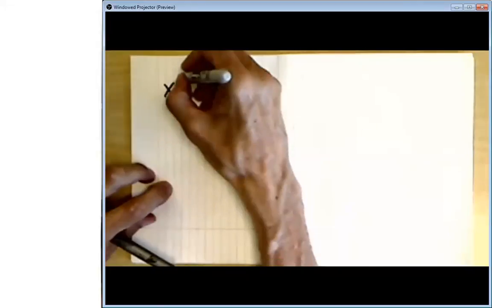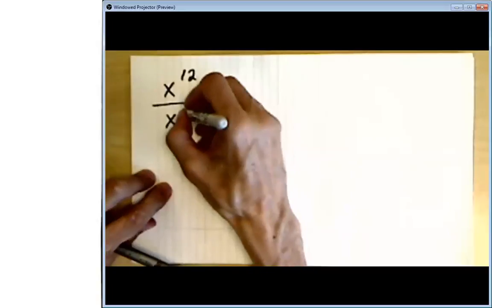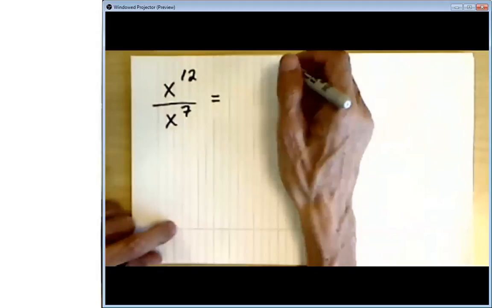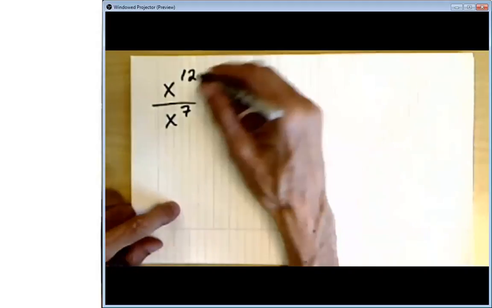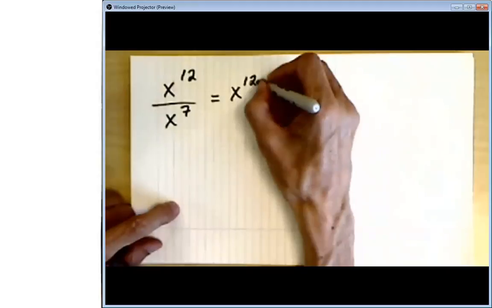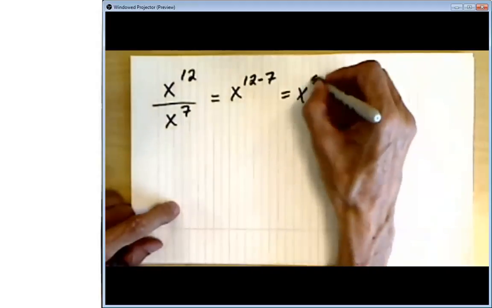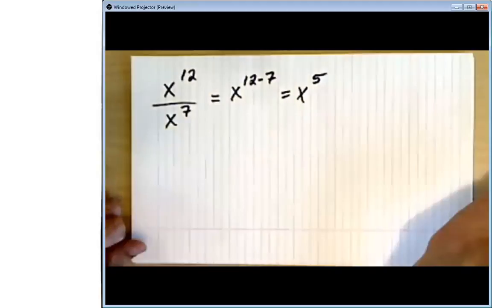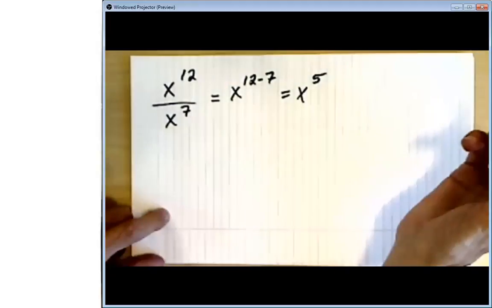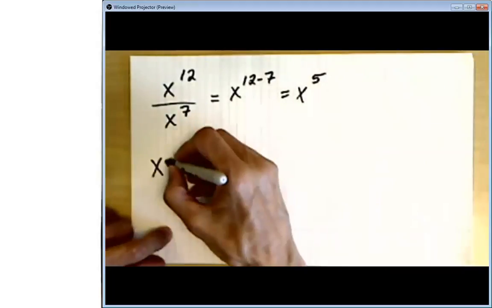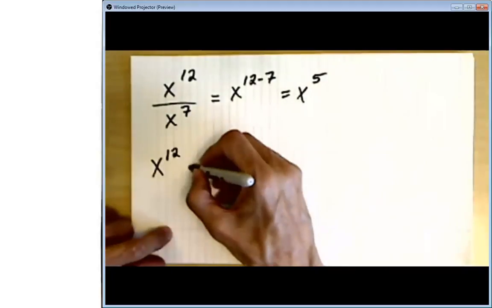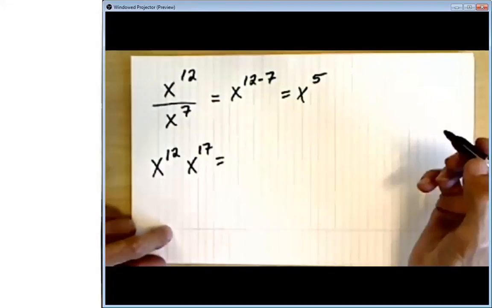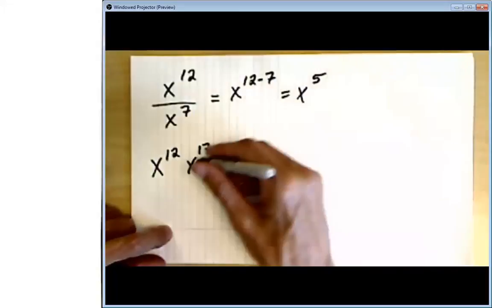x to the 12 divided by x to the 7. What do you get? 12 minus 7. You are right. Nice. x to the 5. Okay. What about x to the 12 times x to the 17? Just add them together. That's right.